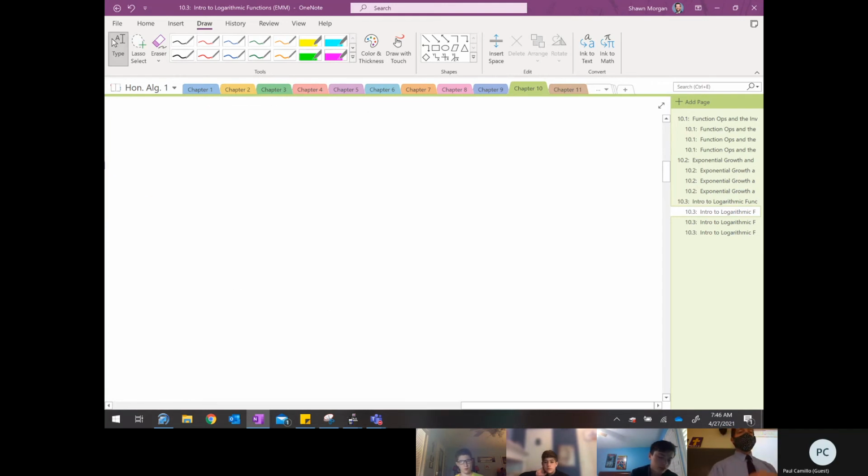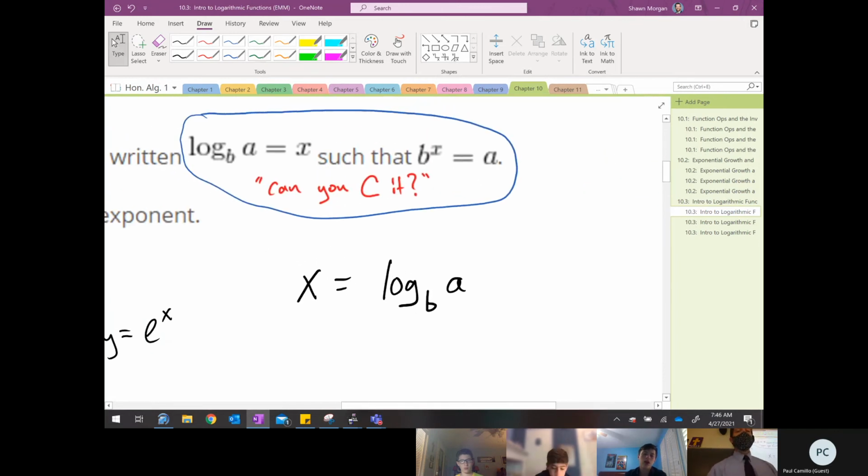Power over root, right? So like if I had x to the 2/3, and I said, hey, convert that into radical form. You guys would say, oh, Coach Morgan, that's easy. That's just power over root. So x to the second power under the cube root, bada bing, bada boom. You've converted it. Okay.